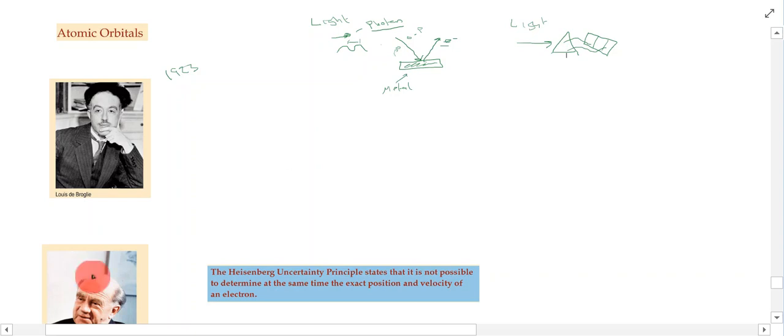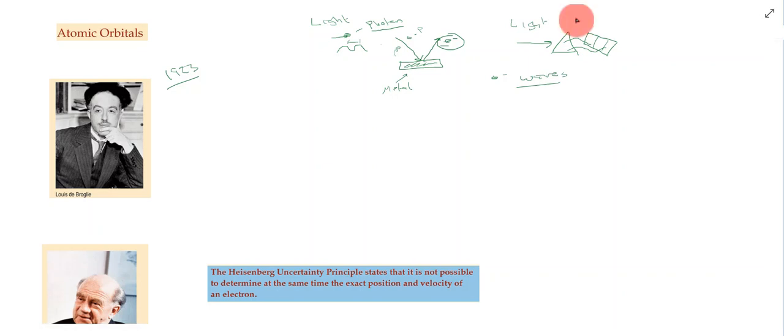So what de Broglie proposed back in 1923 when he was doing his thesis was that maybe, instead of thinking about electrons as particles, we can think about them as waves. And this proposal that de Broglie put forward was actually proven as well.